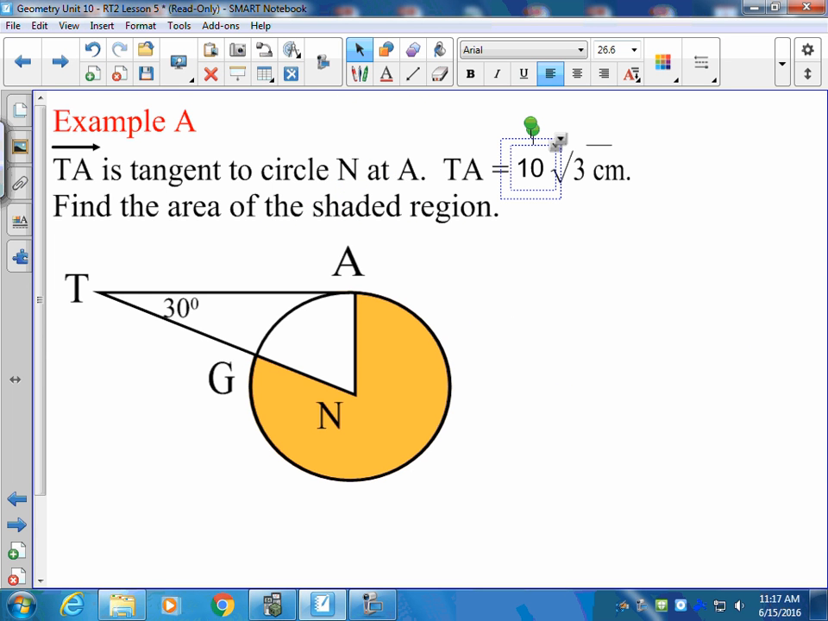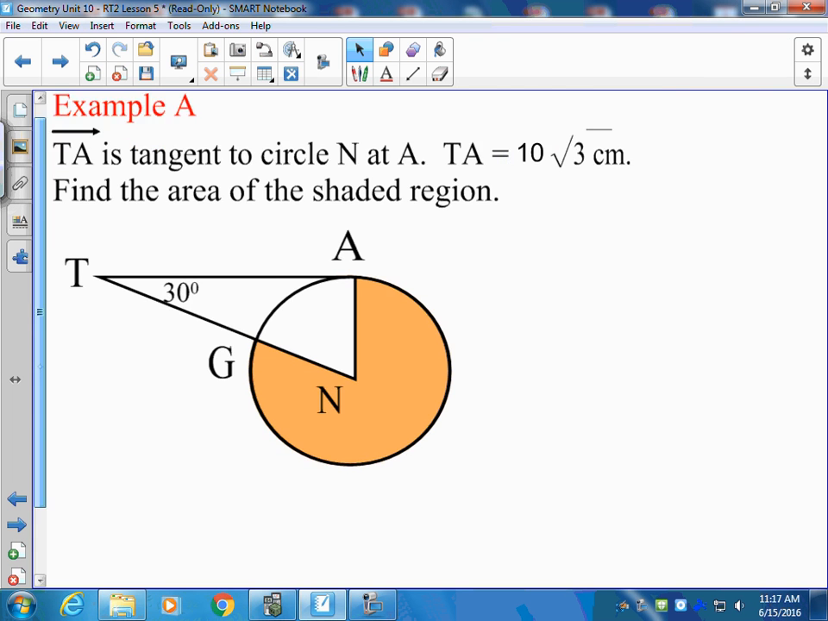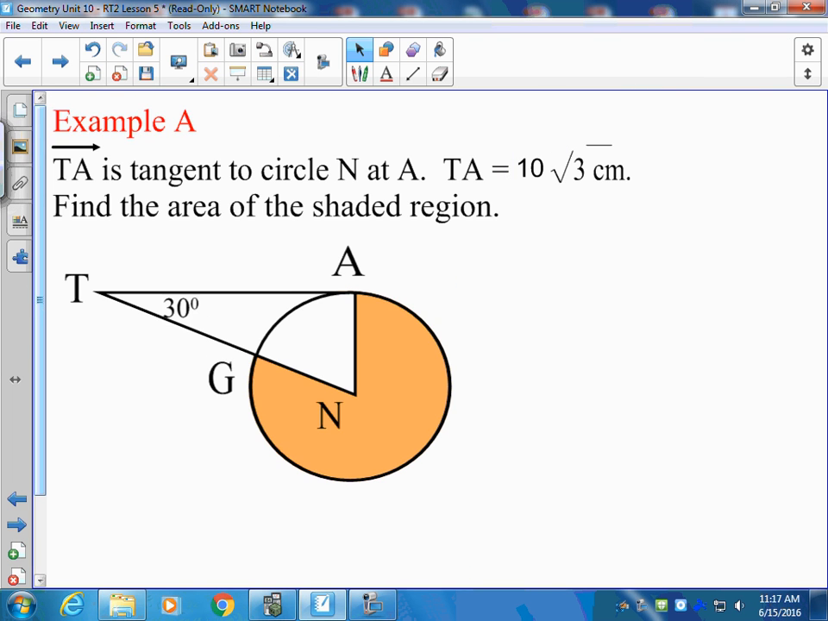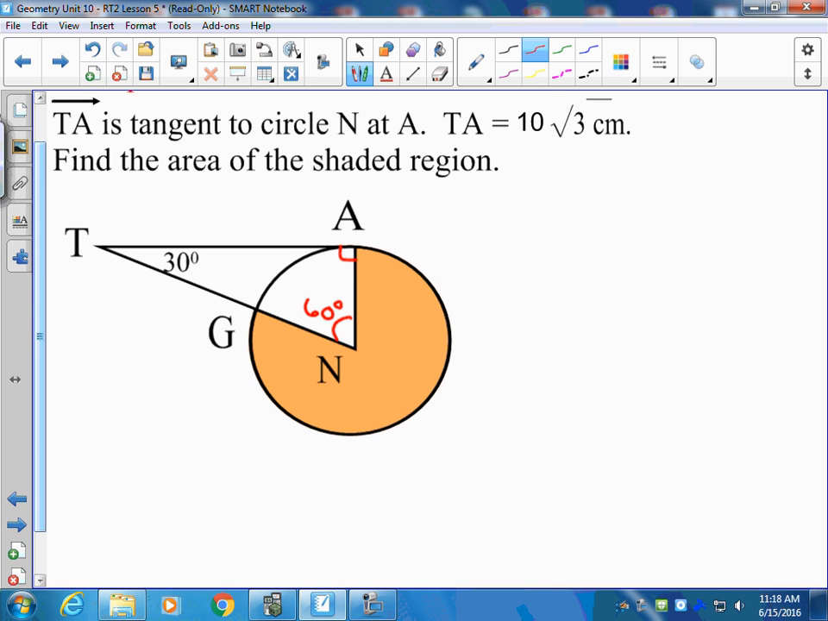Okay, so if you look at our first situation here, we have a 30, 60, 90 triangle cut into this situation. Okay, so we know that that's 60 degrees. And what we have to do is find the area of the shaded region. Okay, so now, in order to find the area of the region of a circle, we have to work through our 30, 60, 90 triangle to be able to find our radius, which in this case is the short leg.